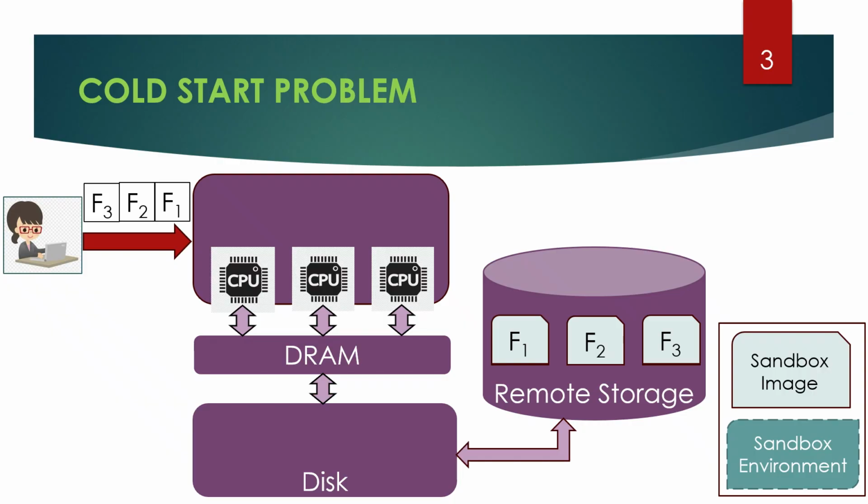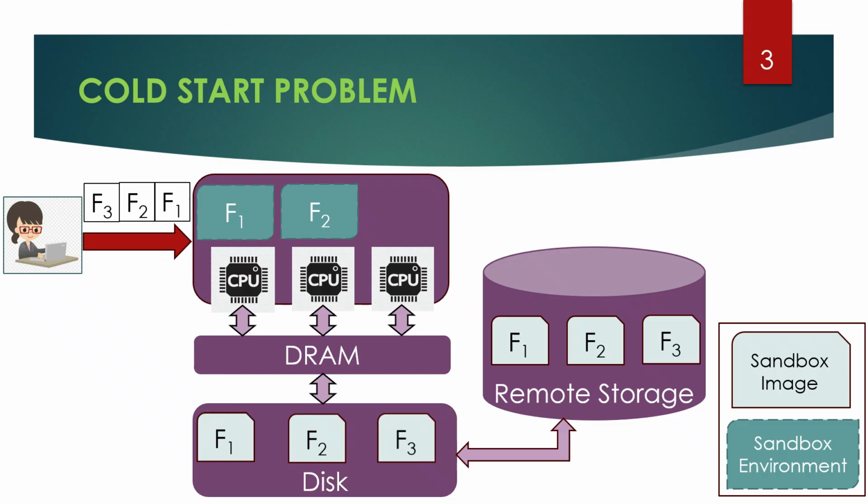When a user submits requests for three functions F1, F2 and F3, the platform retrieves the sandbox image for each function from a remote registry. It then launches a sandbox inside which the function is executed and the response is returned to the user. The same process is repeated independently for F2 and F3.